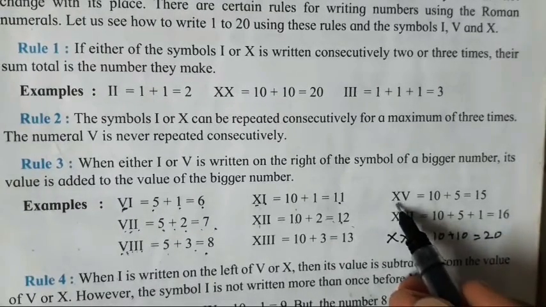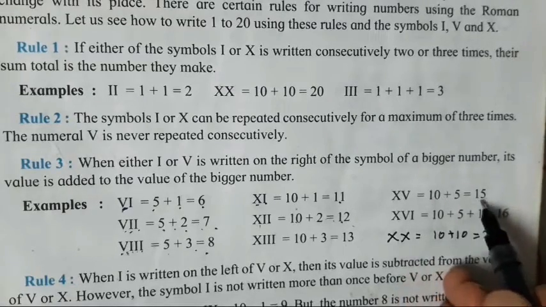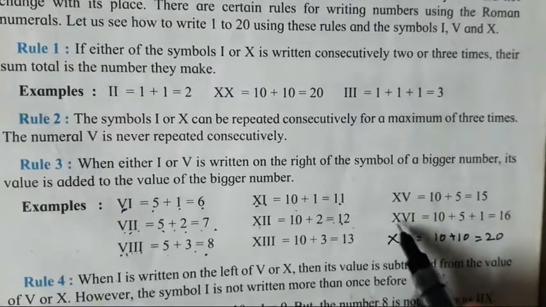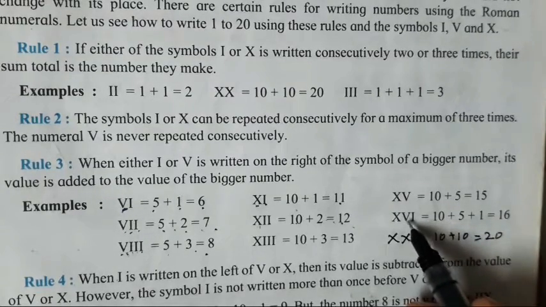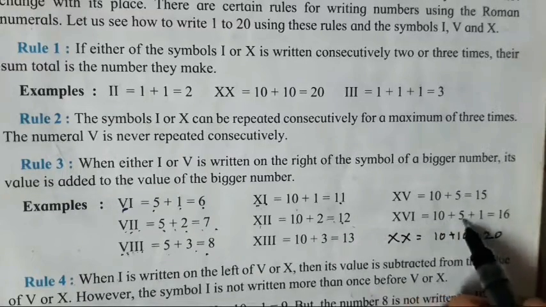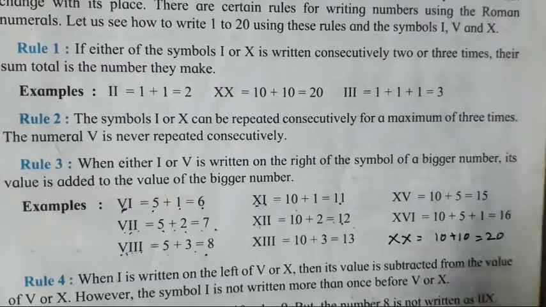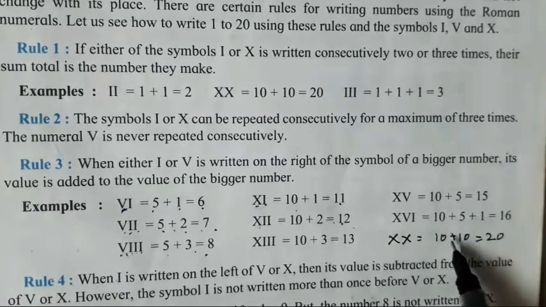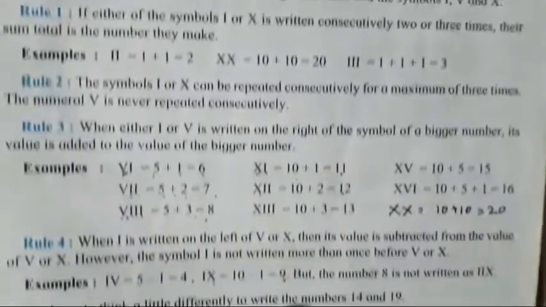In the same way, X and V. X means 10, V means 5, so it is going to be 15. X, V, I: X means 10, V means 5, I means 1, so 10 plus 5 plus 1 is going to be 16. And double X is going to be 10 plus 10, equal to 20. So this is the third rule.